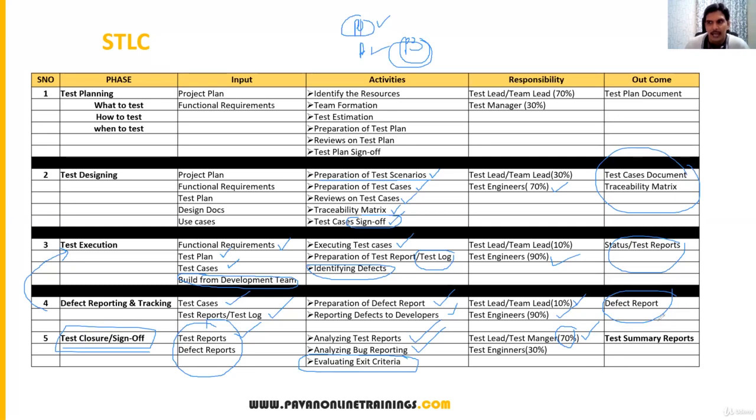And finally we will have the test summary report. What does the test summary report mean? It includes everything from the test plan, test cases, traceability matrix, defect reports, and test reports. Everything is combined as a test summary report, and finally we hand it over to the customer also. So this is all about the STLC process, the software testing life cycle: test planning, test design, test execution, defect reporting and tracking, and finally test closure or sign off.